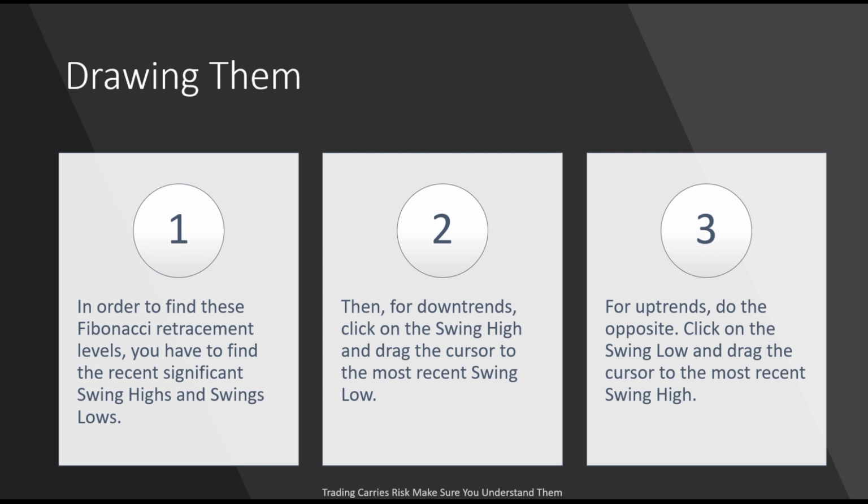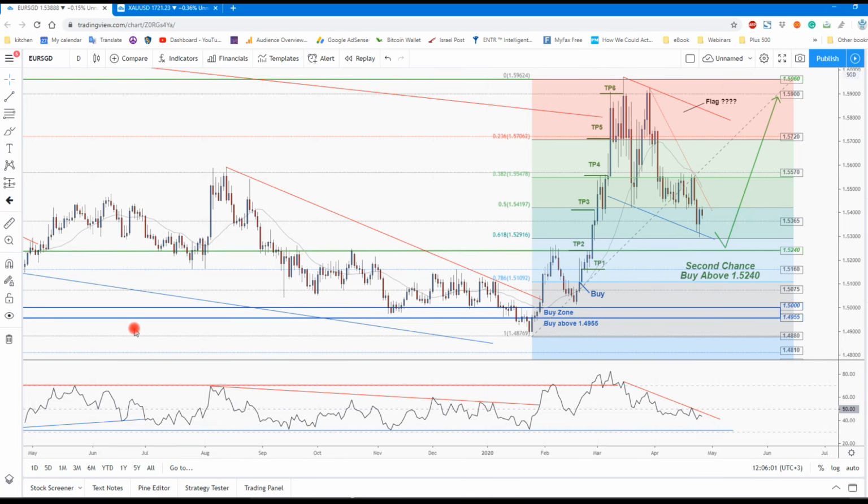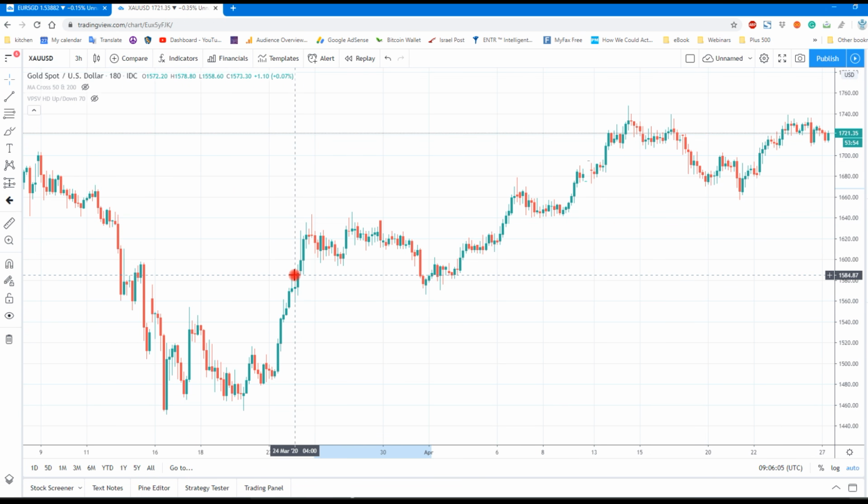Then for a downtrend, you want to click on the swing high and pull your retracement tool down to the current swing low. And for uptrends, you want to do the exact opposite. Now, the belief here is that an asset will retrace a certain portion of its previous move. So let's go take a look at a stock chart, a real chart, a live chart.